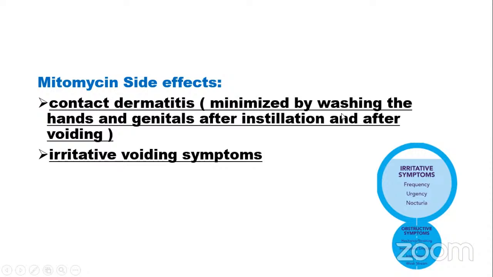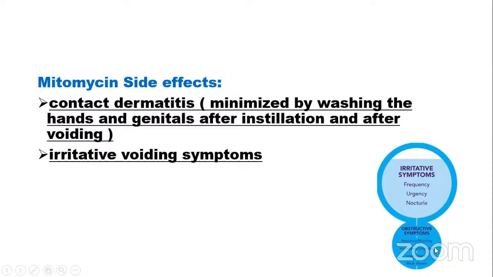It is a contact dermatitis of the hand and genitalia. So minimize this by washing the hands and genitalia after the instillation and after voiding. Irritative voiding symptoms: frequency, urgency, and nocturia are common. This is just to show you that these are the irritative symptoms, and this is the obstructive symptom.